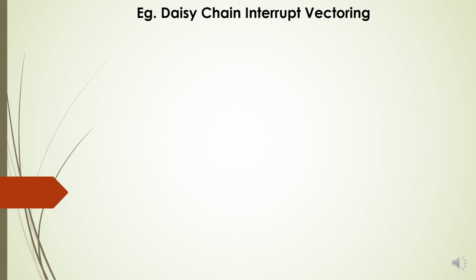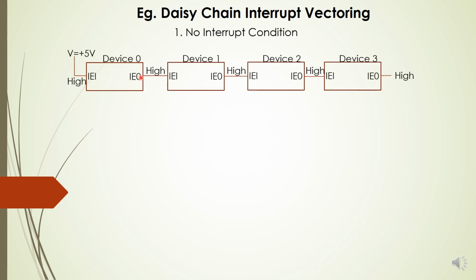The daisy chain interrupt vectoring example is shown in this figure. In the first example, we can notice that we have placed 4 devices. Devices 1, 2, 3 are connected in a serial manner, wherein every device has 2 signals, that is IEI, interrupt enable input, and IEO, interrupt enable output. We can notice that all the signals are high, which means that no interrupt signal is being raised from any of the devices. That's the reason we call it a no interrupt condition.